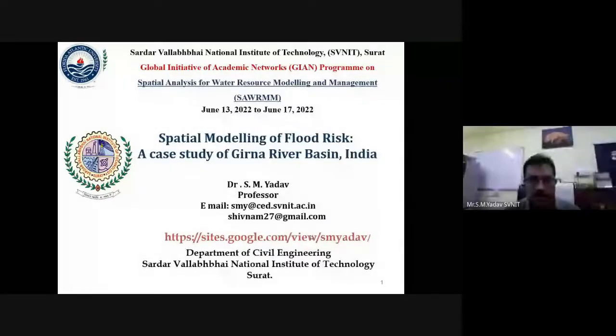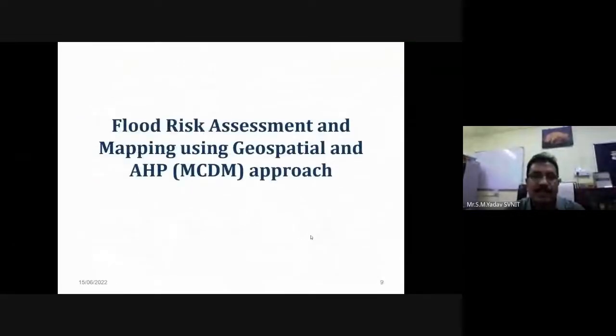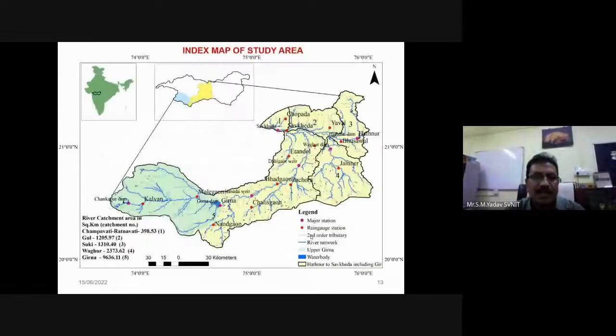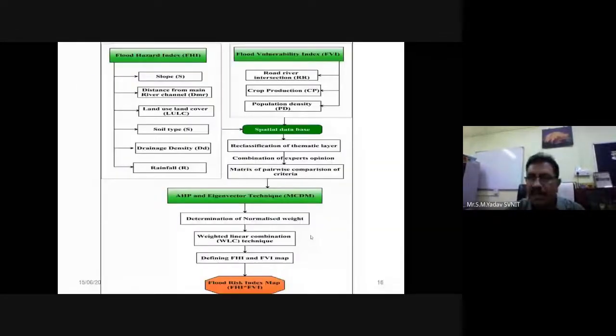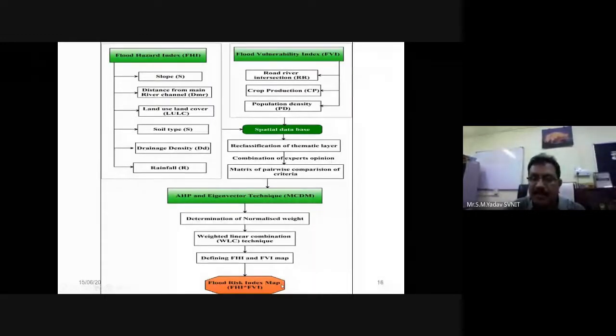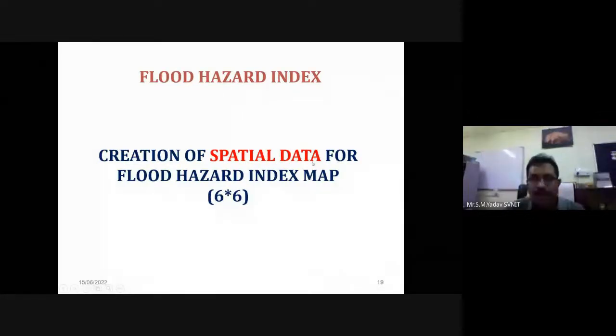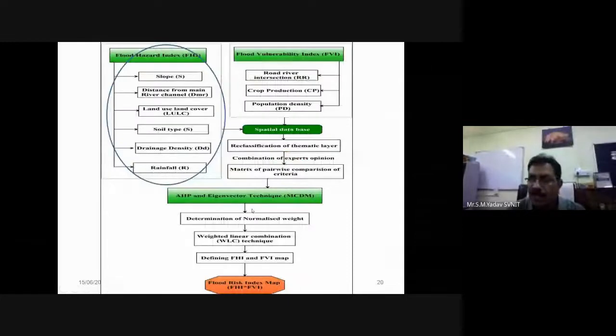Okay. So what I was discussing is flood risk assessment and mapping using geospatial and AHP, that is the MCDM technique. In that, as I have shown in this methodology, the flood hazard index FHI, flood vulnerability index FVI, and flood risk index map have been developed. First we have seen the flood hazard index, and for hazard index generation of spatial data for the 6 factors which I have considered here, that is slope, distance from main river channel, then land use land cover, soil type, drainage density, and rainfall.